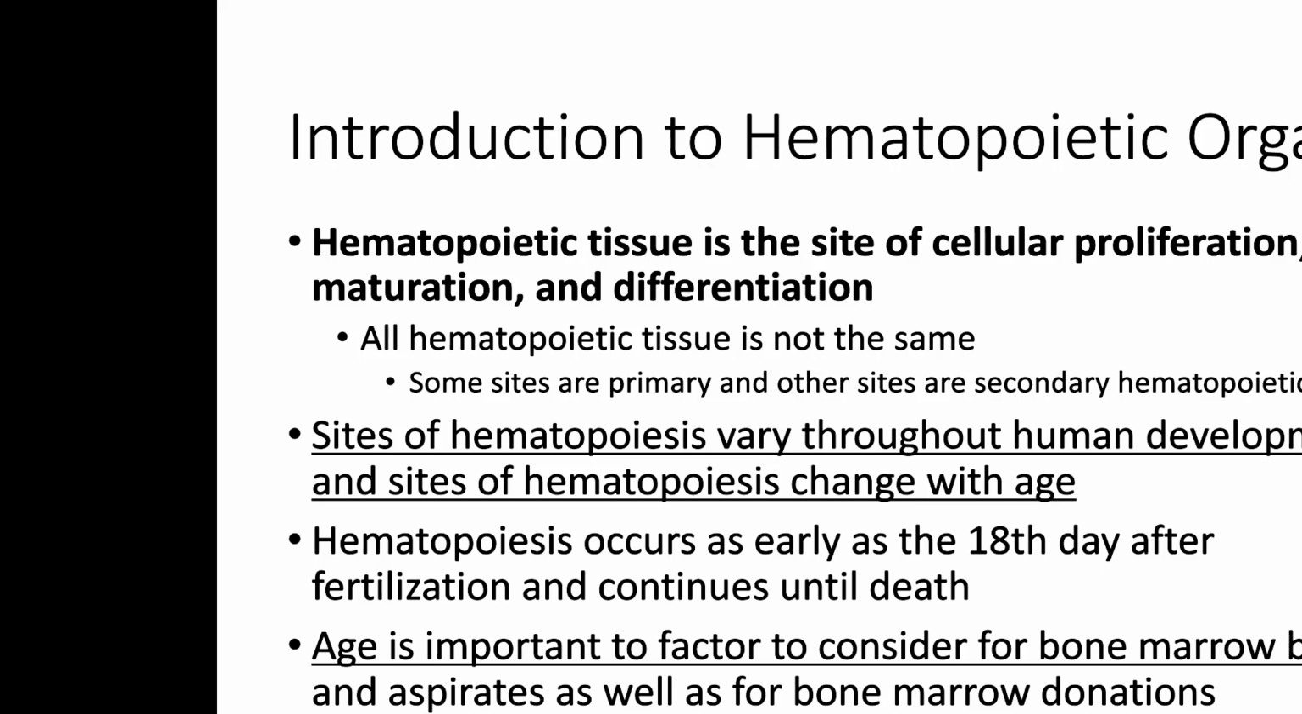The sites of hematopoiesis will vary throughout human development and will change over time as you age. Hematopoiesis will begin as soon as the 18th day after fertilization and will continue until you die. The reason that I talked about this is because age is an important factor, especially when you're trying to do bone marrow biopsies. If you collect at the wrong site when a patient is not of a certain age, then you're not going to get the sample that you want. Conversely, collecting from the right site will give you better information than collecting from the incorrect site.